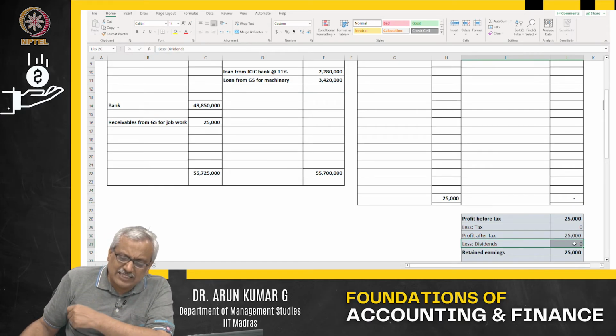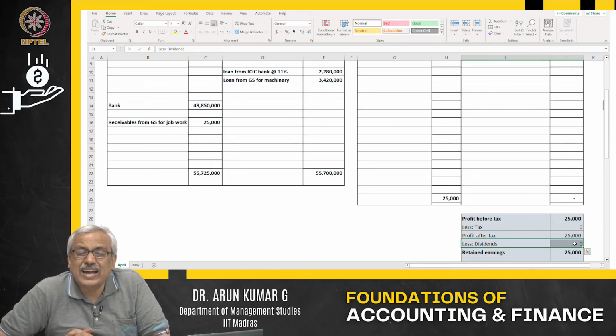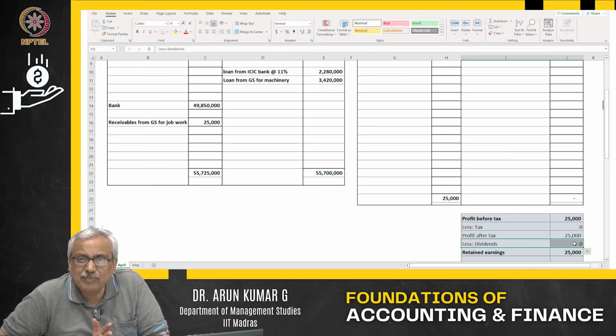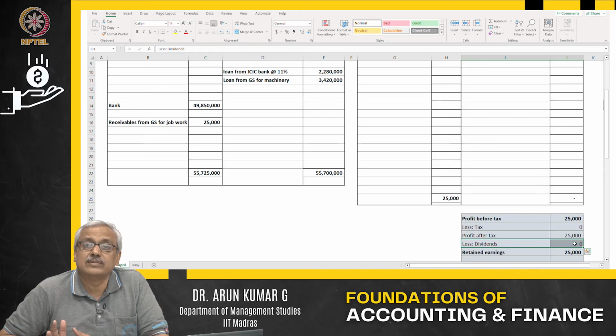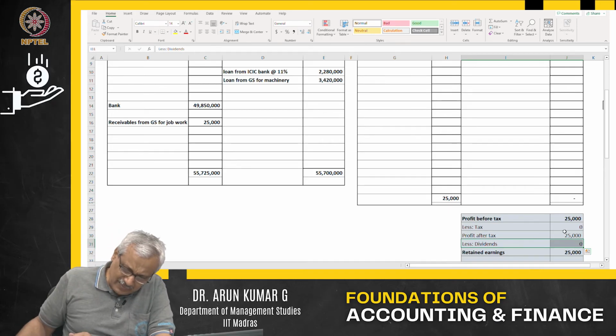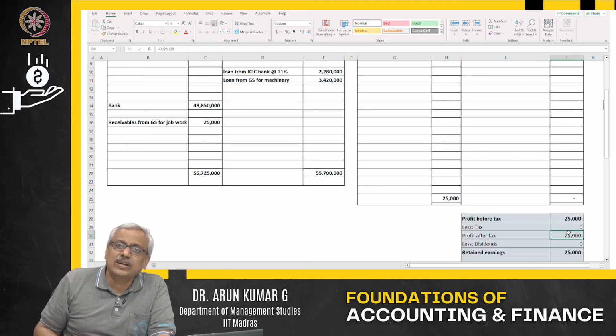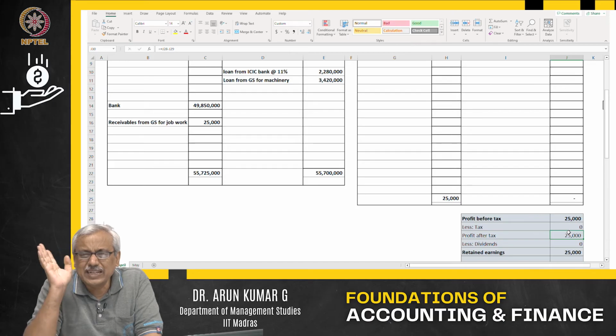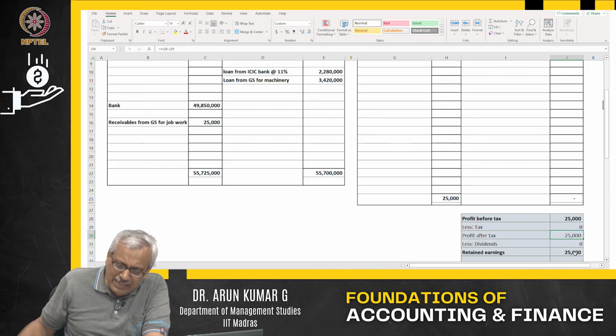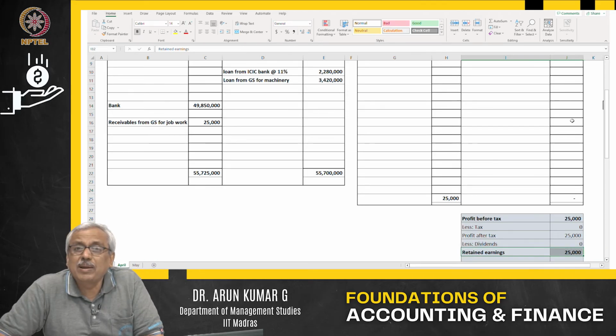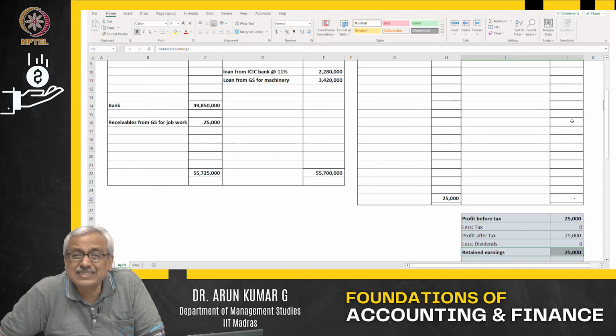The profit that is distributed to the equity holder is called dividends. If I have distributed the profit to the shareholders, the cash goes out of the company. Here, I have not distributed any dividends so far. So, what happens? The profit belongs to whom? It belongs to the equity shareholders. But the profit belonging to the equity shareholders, I am retaining in my business and reinvesting.